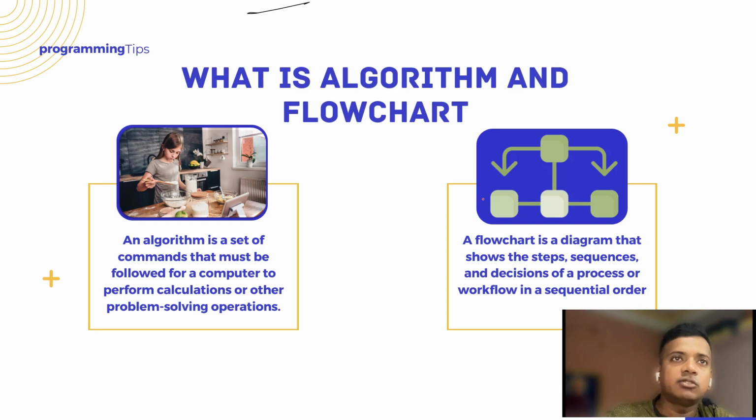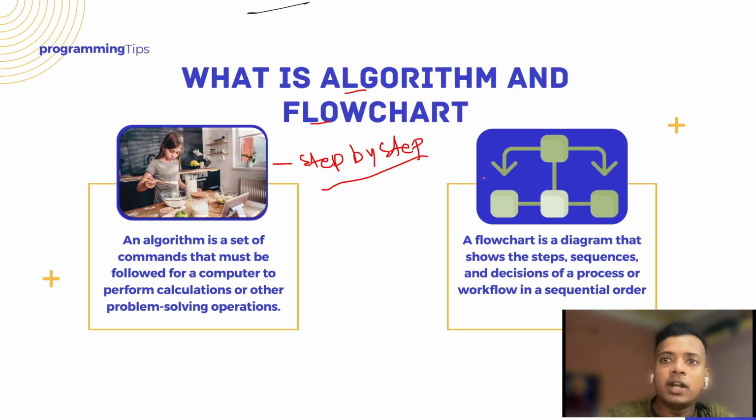Okay, fine. In the next topic, you will know a little bit about what is algorithm and flowchart. Actually an algorithm is a set of commands that a computer must follow to perform a calculation or some particular task. In easy words you can say an algorithm is a step-by-step process to complete a certain task. So this is algorithm.